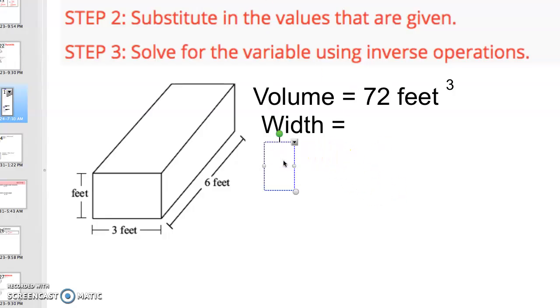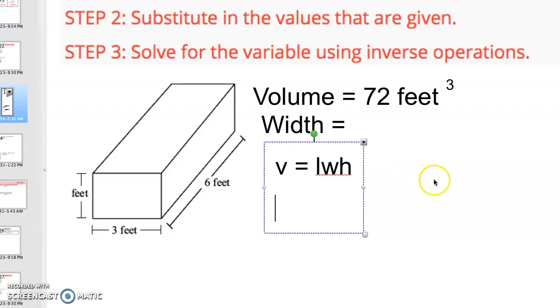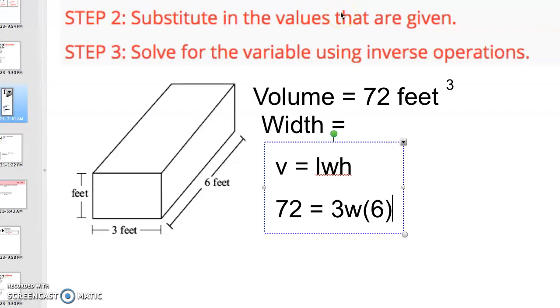So step one, we said that we write the formula. The formula for a rectangular prism, we know, is length times width times height. Step two, substitute in the given values. It tells us that the volume is 72, so instead of V, I'm going to plug in 72. The length is 3 feet. The width is what we're looking for, but again, it can be anything. We're going to solve it the same way. And then the height, we'll say, is 6. I'll put these in parentheses because it's length times width times height, so we're multiplying all three of those variables together. So 3 times W times 6.